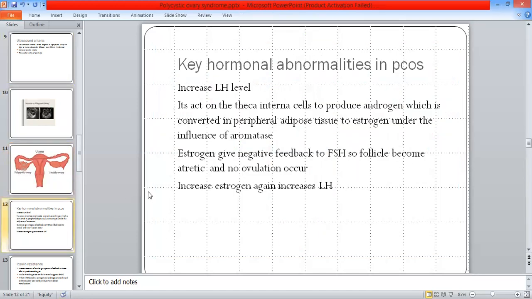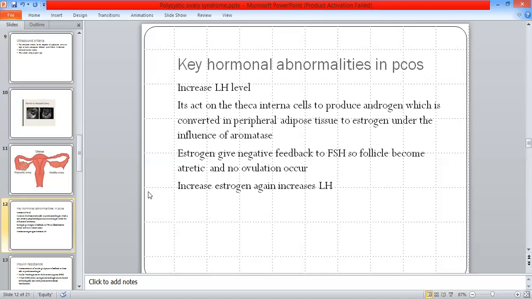Now, what are the key hormonal abnormalities in polycystic ovary syndrome? What investigations are we performing? One is ultrasound, in which, as I have told you, the ovary will have the appearance of multiple cysts. The other is hormonal assay, in which we measure the luteinizing hormone level, the follicle stimulating hormone level and some other investigations.